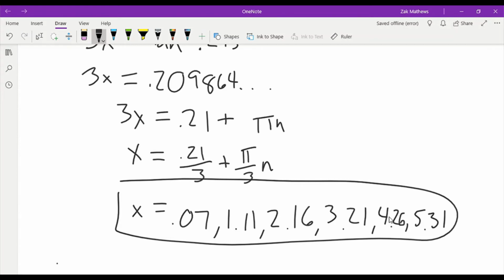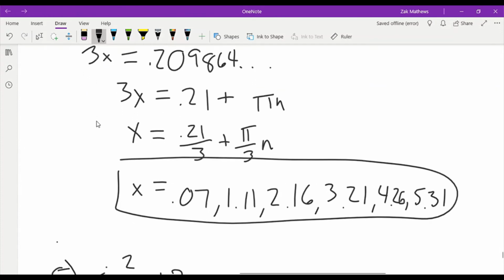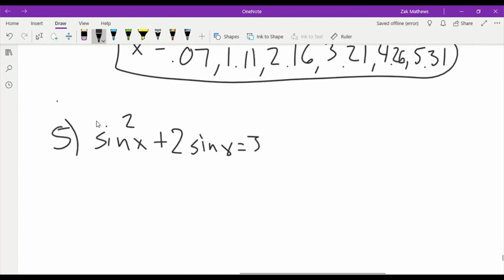Notice we get 6 different solutions. 5.31, if I were to add another pi over 3, that would be too big. I'd be outside of the acceptable 0 to 2 pi region. And we should kind of expect 6 solutions. We expect 2 typically for tangent, but with that 3 there, we've condensed the period in by a factor of 3. We're going to triple the number of solutions.